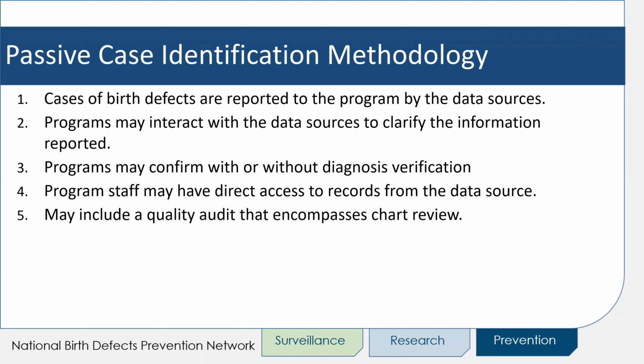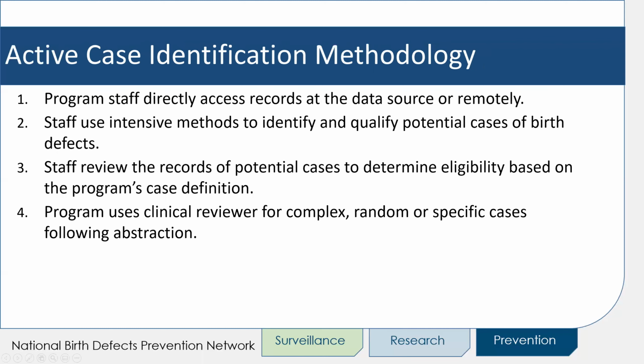Program staff should seek direct access to records from the data source. Programs could use a quality audit that encompasses chart review. Active case identification methodology: program staff directly access records at the data source or remotely.